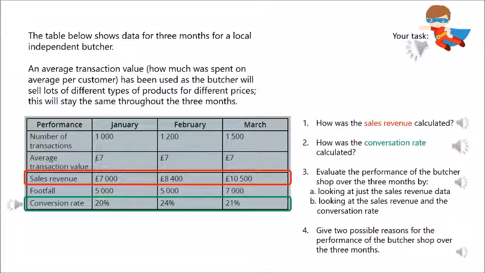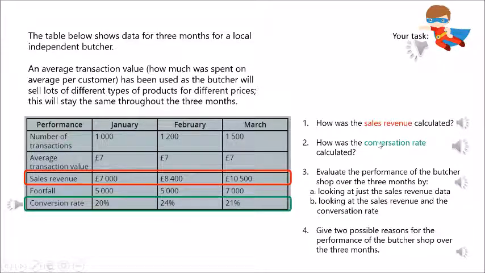Here are your questions. Question 1. How was the sales revenue, the line outlined in red, calculated? Look at the number of transactions, 1,000. Look at the £7, which is the value per transaction per customer. 1,000 times 7 equals £7,000. The answer is 1,000 transactions multiplied by £7 equals £7,000.